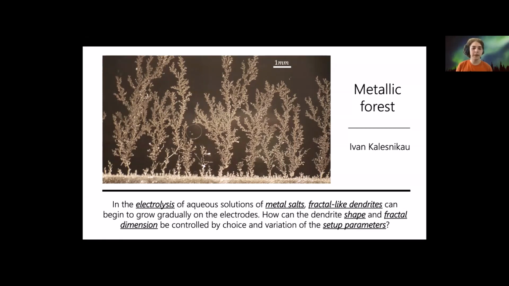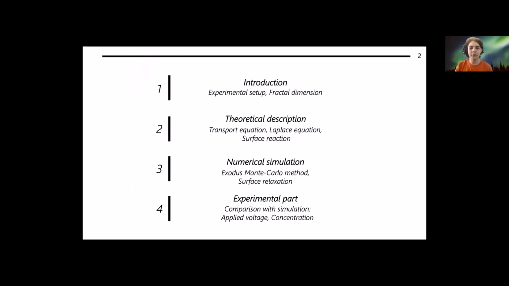So the problem statement tells us that during the electrolysis of aqueous solutions of metal salts, fractal-like dendrites can begin to grow on the electrodes, and we should determine how the shape and fractal dimension depend on the relevant parameters.